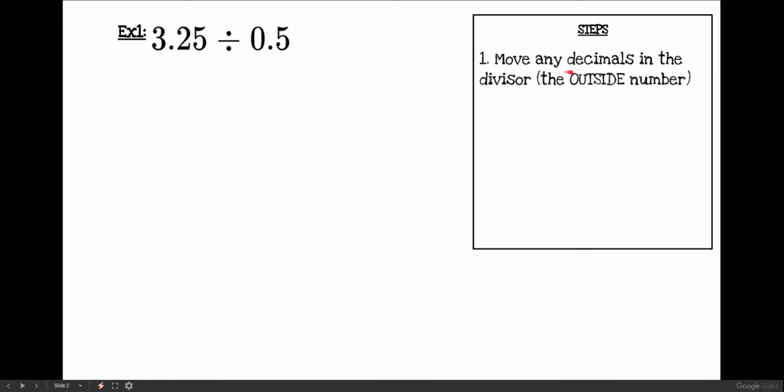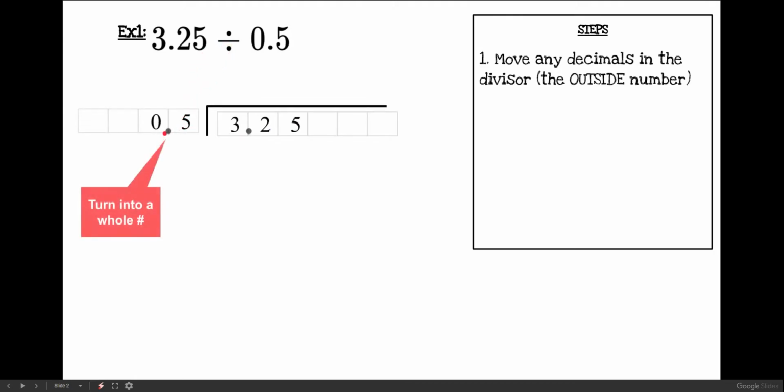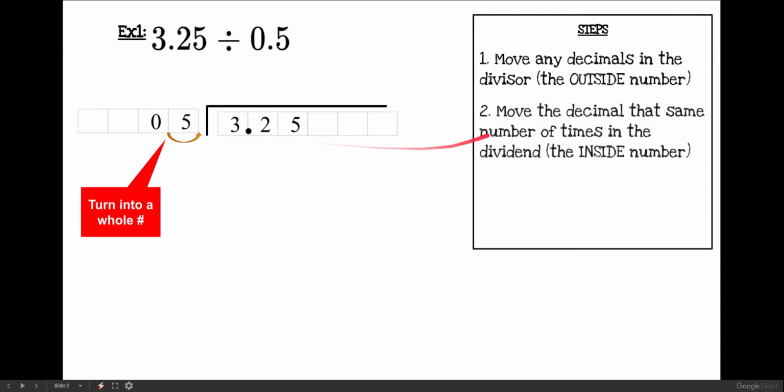Step 1 is to move any decimals in the divisor. So that's the outside number. What we have is a decimal right here. We want to turn this into a whole number. We don't want to divide with an actual decimal. So to get rid of the decimal, we need to move it over here. So we're going to move it to the right one space. Now, if we move that to the right one space, it just kind of disappears.